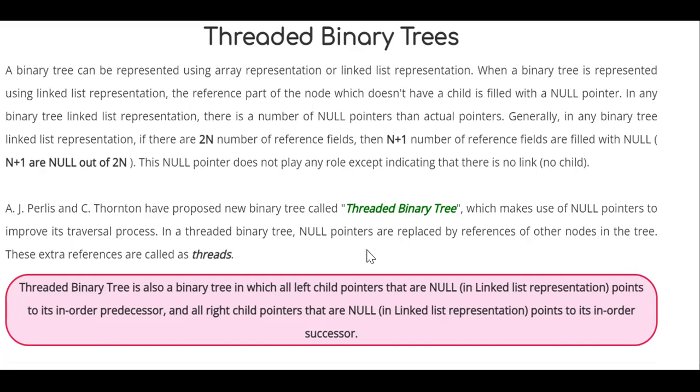So, to define it shortly, a threaded binary tree is also a binary tree in which all left child pointers that are null point to the in-order predecessor, and all right child pointers that are null point to the in-order successor.